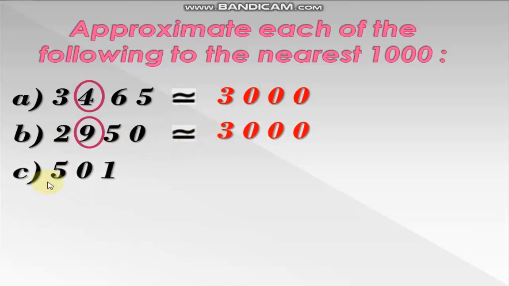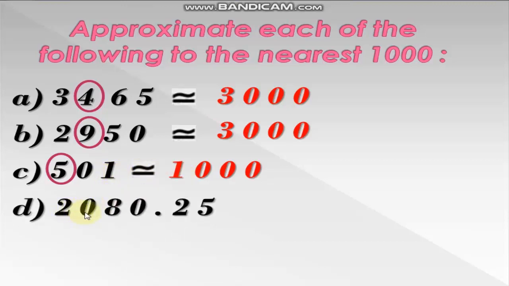Letter C. 501. Where is the thousandth here? There is no thousandth. Let's say the thousandth here is number 0. Look at the hundredth. The hundredth here is number 5. 5 gives 1 to the thousandth. So we replace hundreds, tenths, units by 3 zeros and add 1 to the thousand. We say the thousand here is 0. So 0 became number 1. So 501 after approximating to the nearest thousand is 1000.